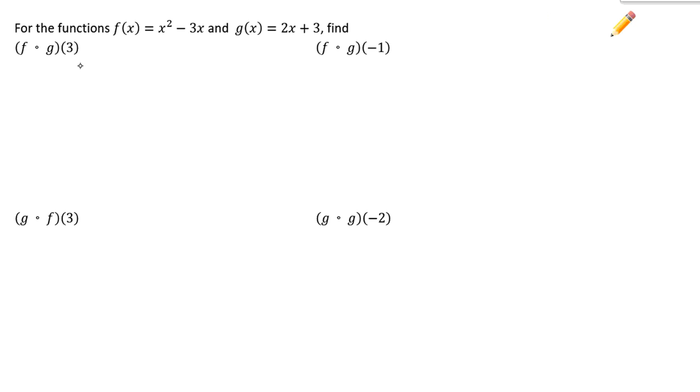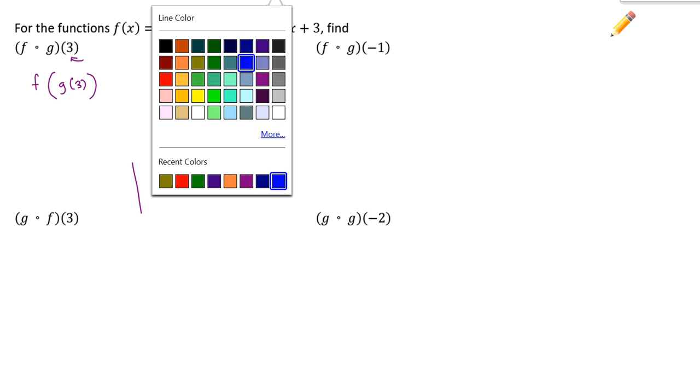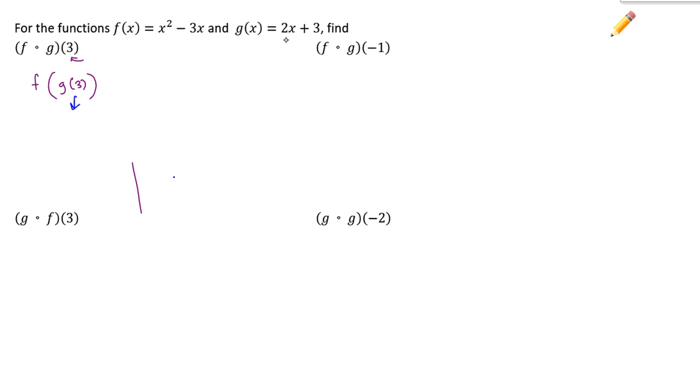Now, this is similar, but now we don't have the x's. We've got actual numbers there. Not a big deal, same idea. F compose G of 3 means take F and plug G of 3 into it. Well, to find G of 3, this means take your G function and plug in 3 for x.